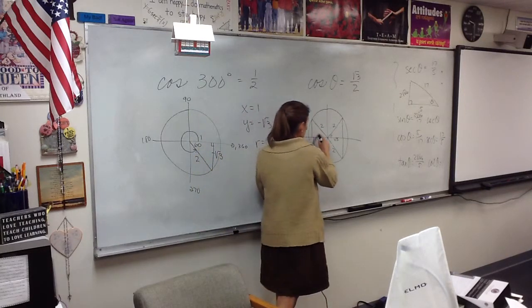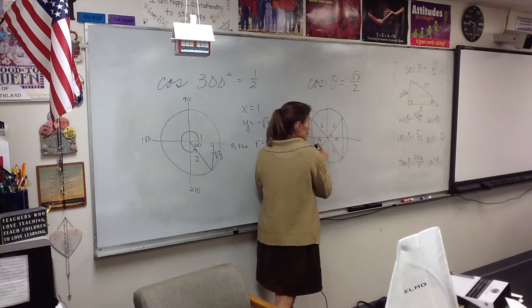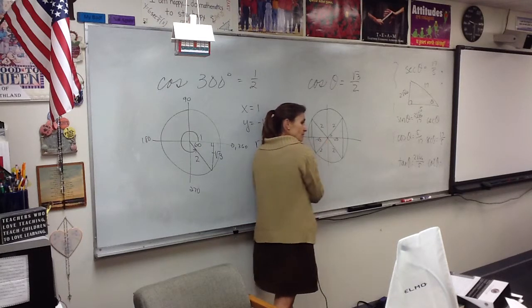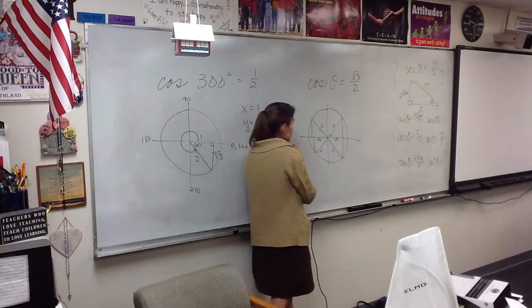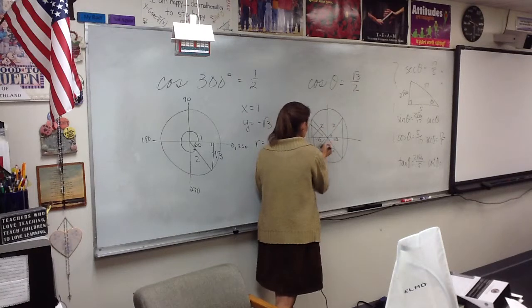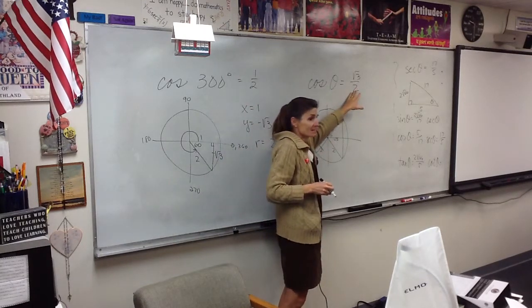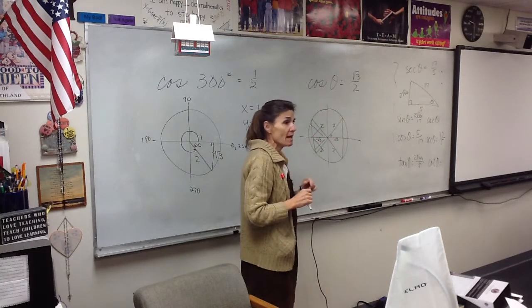In this triangle, this would be the root 3 and the 2. But wait a minute. In this triangle, would that be a root 3? It'd be a negative root 3, wouldn't it? So this triangle and this triangle won't work. They won't give me the positive root 3 over 2. Would you agree with that?